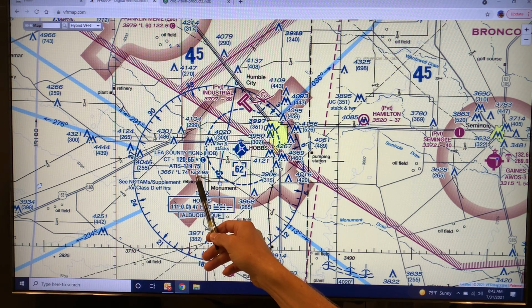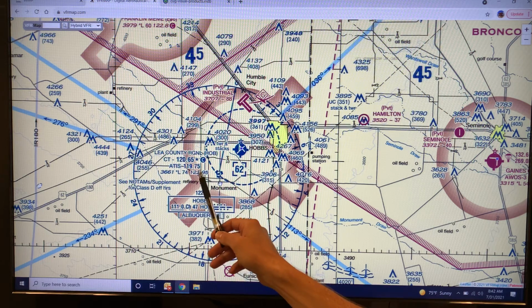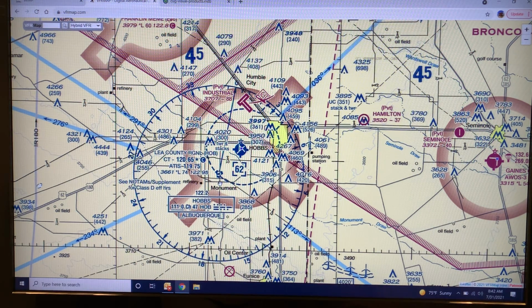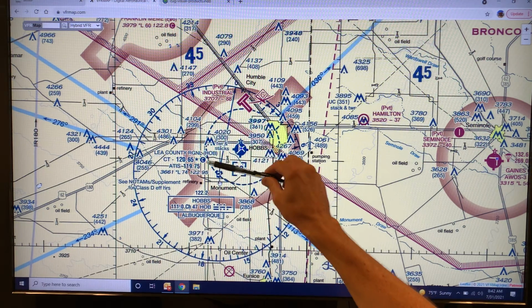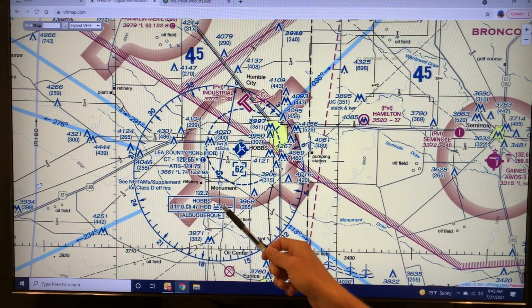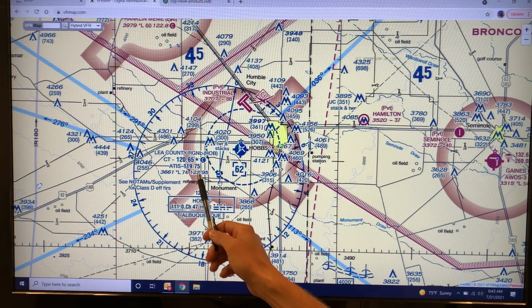But a lot of times this is not even in use anymore. This is something I think that used to be used more than it is now. And I can tell you, I've never used Unicom for flying in and out of Hobbs. I've always used 120.65, the control tower, or the CTAF frequency, and ATIS, and that's it.